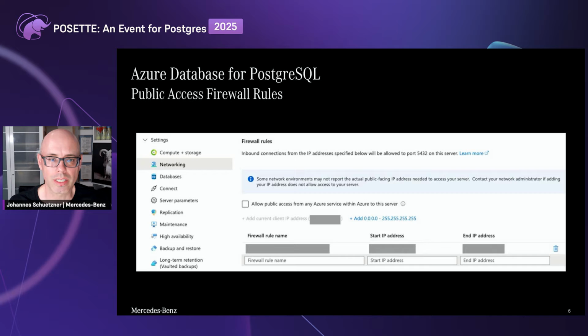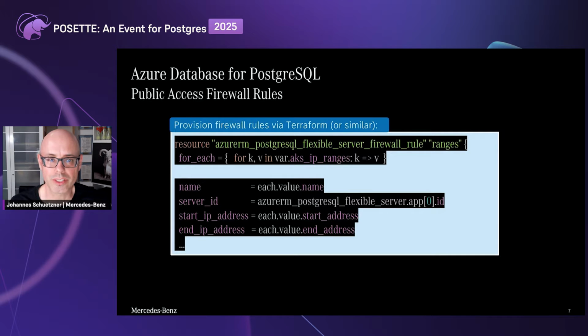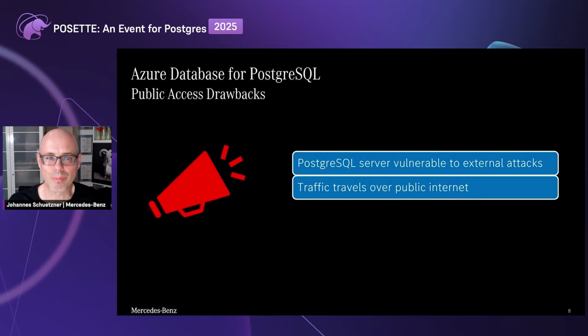In the middle of the screen, there's this checkbox where you can allow public access from any Azure resource, but usually you wouldn't set this because any unrelated Azure service could then connect to your databases, which you would typically not like. You don't have to configure these rules manually. You can use tools like Terraform or other infrastructure as code platforms to configure your firewall rules like this. But overall, it's not that safe because the Postgres server is vulnerable to external attacks, and the traffic travels over the public internet, so it can be sniffed.